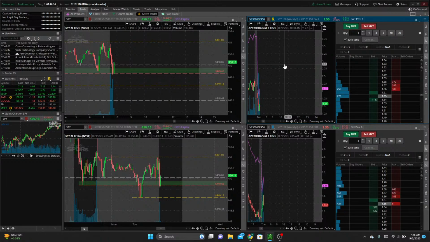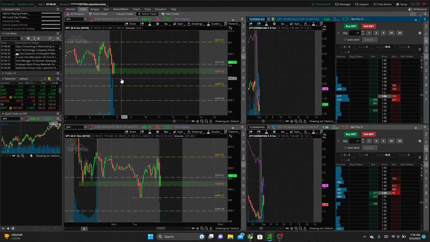I just didn't like that it opened right at the bottom of that range. I wanted to see a little bit more support, which made me hesitant to enter that trade. But we did definitely get a bounce from that area.